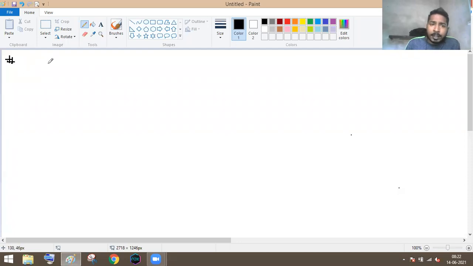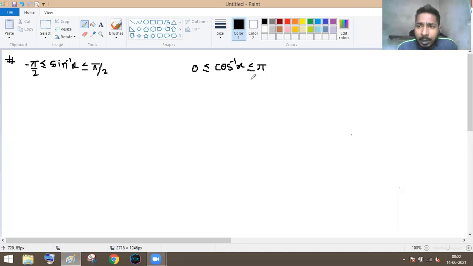As we discussed earlier, the value of sine inverse x lies from minus pi by 2 to pi by 2, whereas the value of cos inverse x lies from 0 to pi. So we discussed the principal interval.